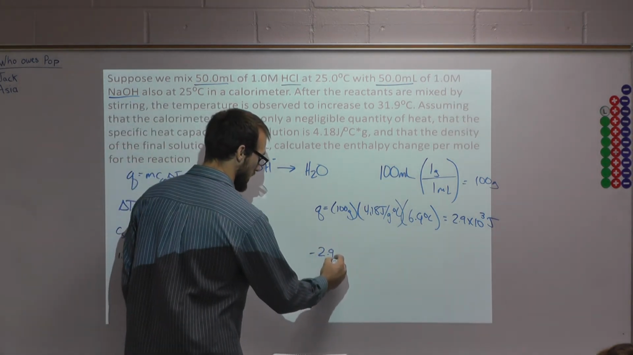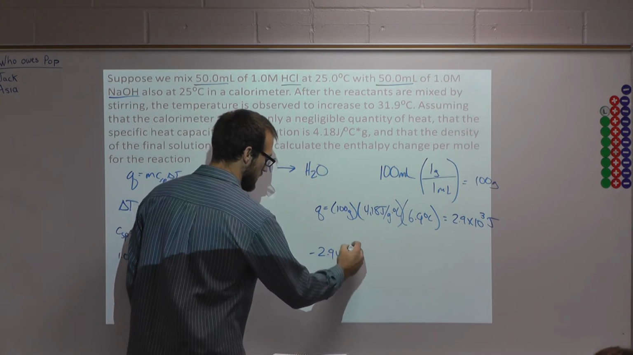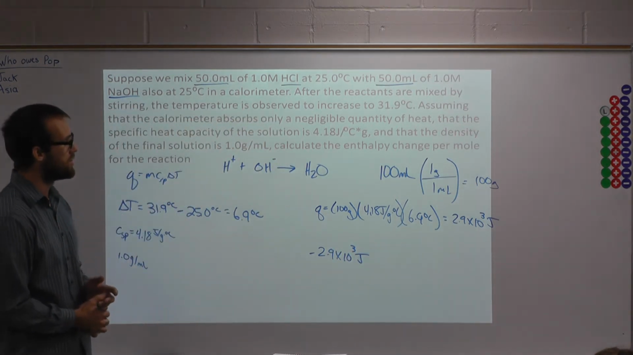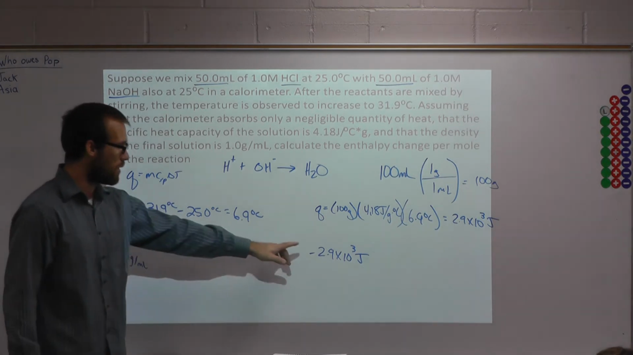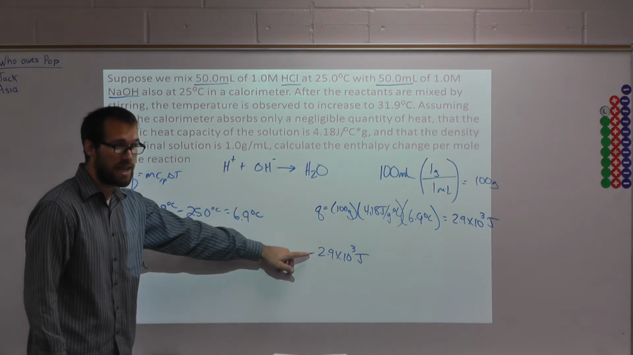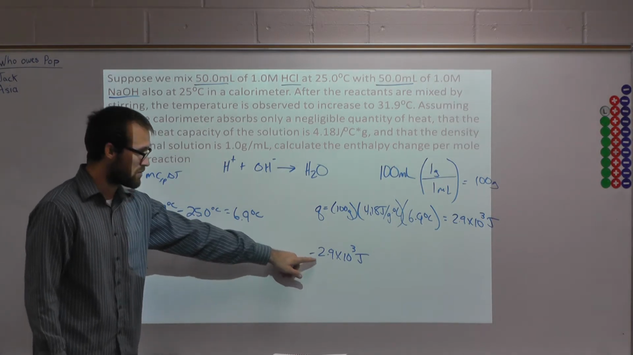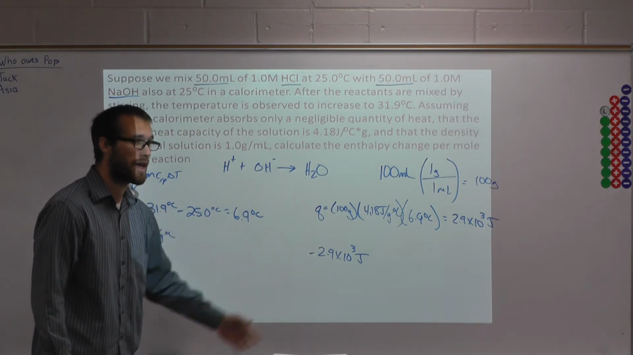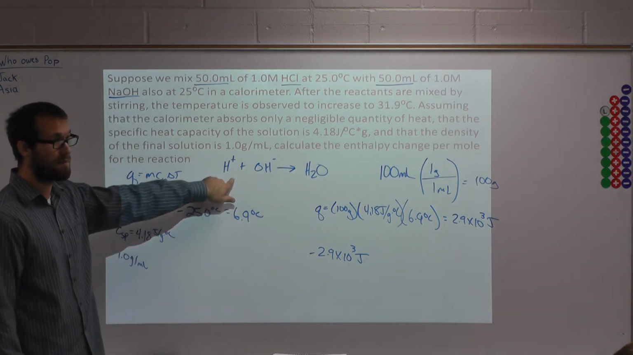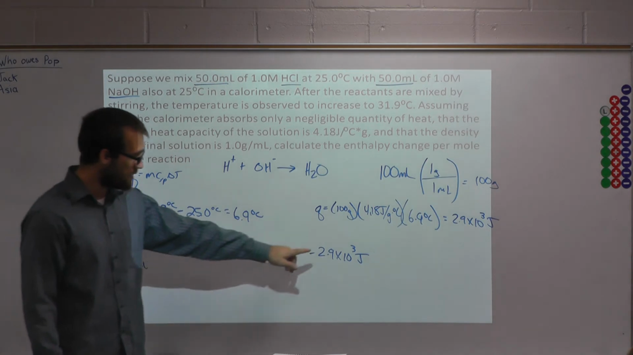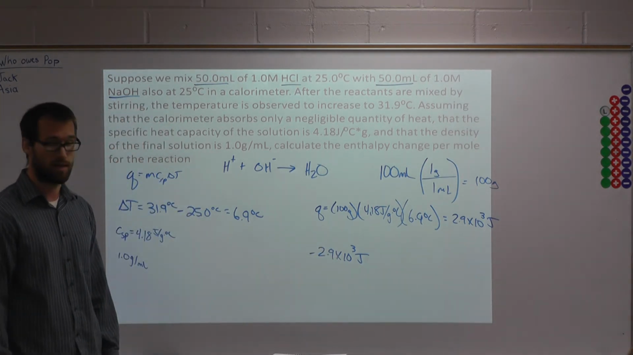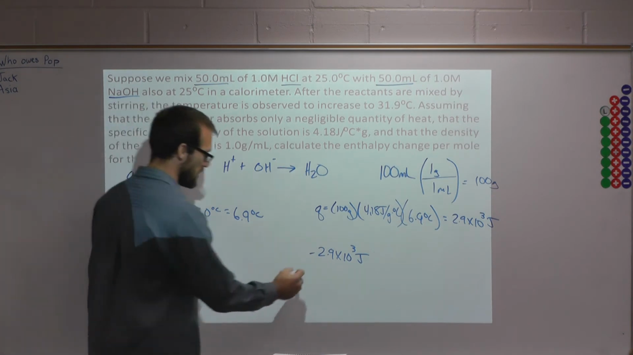Negative 2.9 times 10 to the 3rd joules. And it wants to know enthalpy per mole, or remember we said enthalpy is really just heat, correct? So this is really enthalpy, but per nothing yet. So we need to figure out the moles of my stuff. Okay, so I can take joules per mole and get the enthalpy per mole. Make sense? Where do we get that mole number?